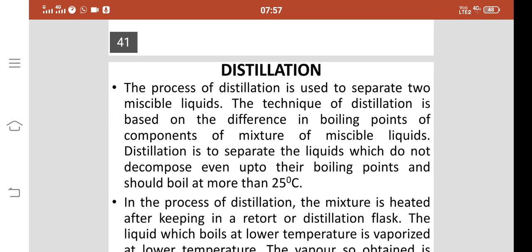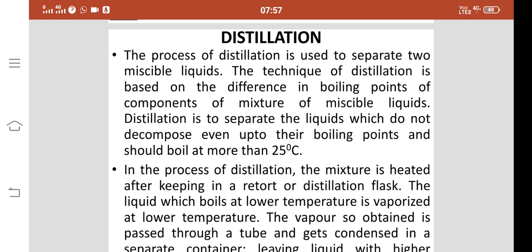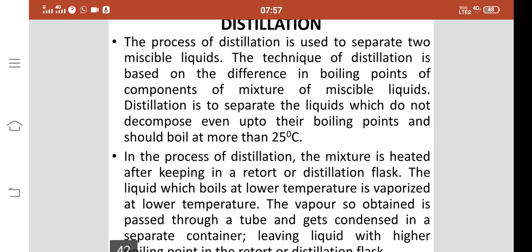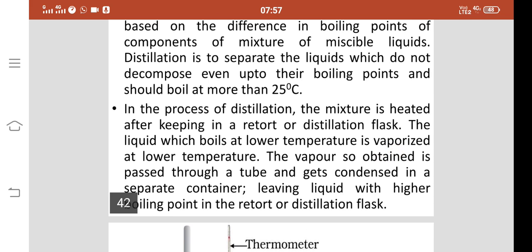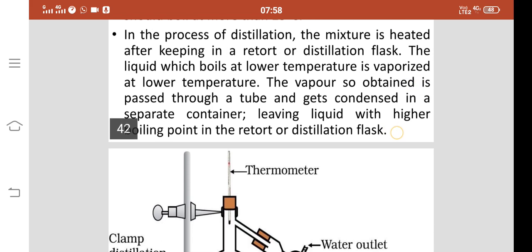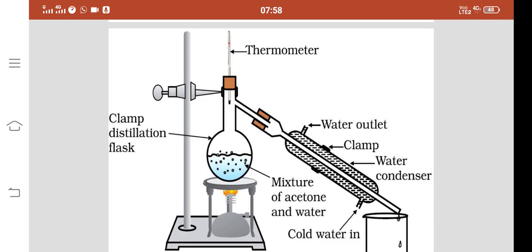In the process of distillation, the mixture is heated after keeping it in a retort or distillation flask. The liquid which boils at a lower temperature is vaporized at a lower temperature. The vapor so obtained is passed through a tube and gets condensed in a separate container, leaving the liquid with the higher boiling point in the retort or distillation flask. So this particular slide shows the distillation process and how it works.